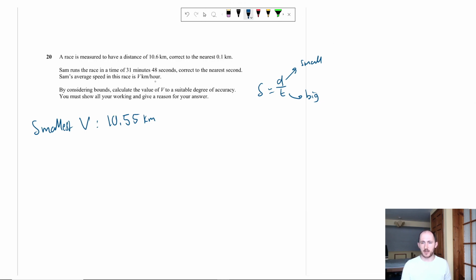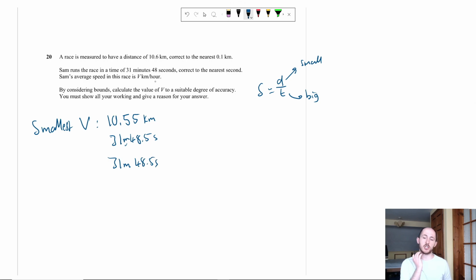And the time is going to be 48.5, because we want to make it as big as possible. Okay, so that's minutes and that's seconds. So I wrote that horribly. 31 minutes and 48.5 seconds.